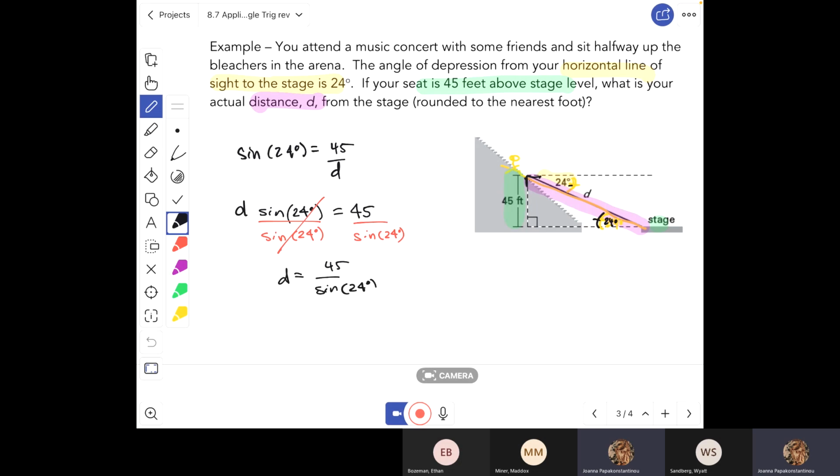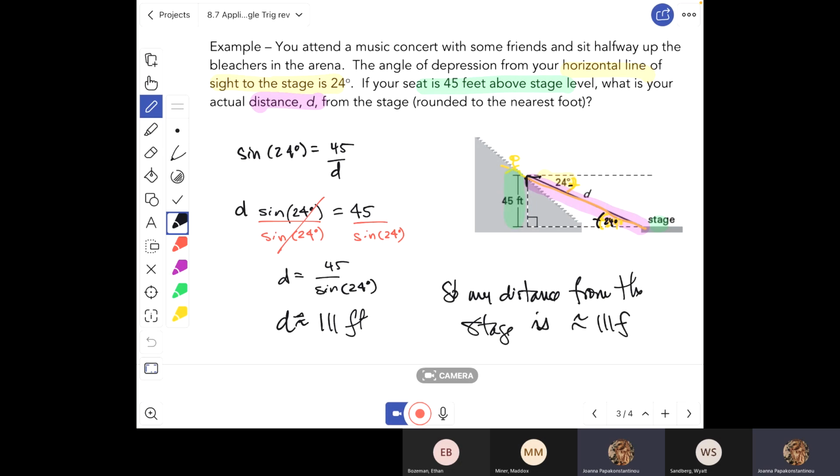And if you put the sine of 24 degrees into your calculator and divide that into 45, what is the distance? Approximately 111 feet. So my distance from the stage, because it's a word problem, is approximately 111 feet.